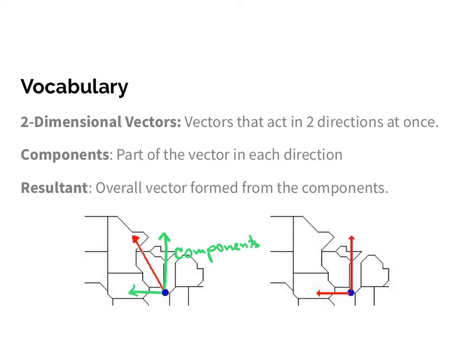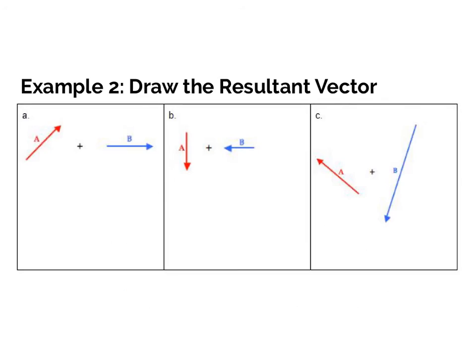So the components would be the amount of whatever motion or force, whatever that might be, in each individual direction. And the red arrow here would be the resultant. The resultant is obviously the result of those two motions combined. Okay, so what we get here is a two-dimensional vector that has a part of its motion or its force, whatever we're going to look at, in each individual direction.